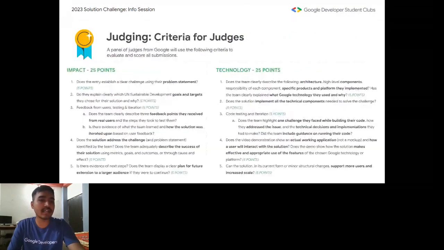This is the judging criteria. This is not specific criteria for those trying to jump into the solution challenge. These will all be the judging criteria which the team of judges will be looking at in your solutions. I will be sharing this slide with you all, and you can shape your solutions according to this judging criteria to get higher impact points.